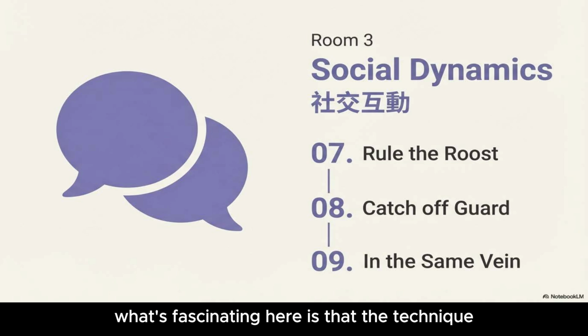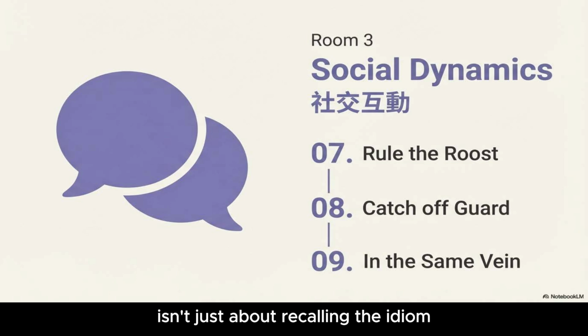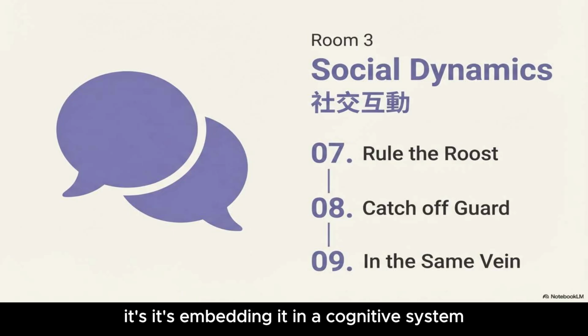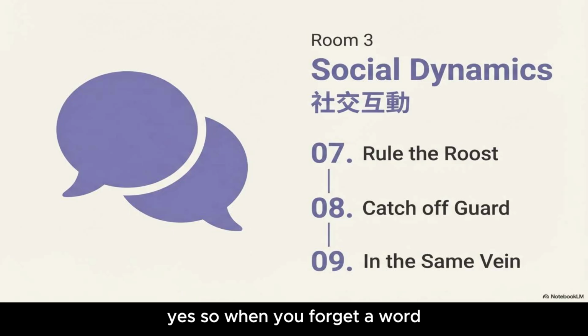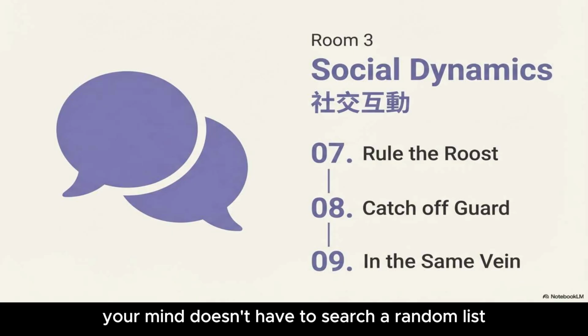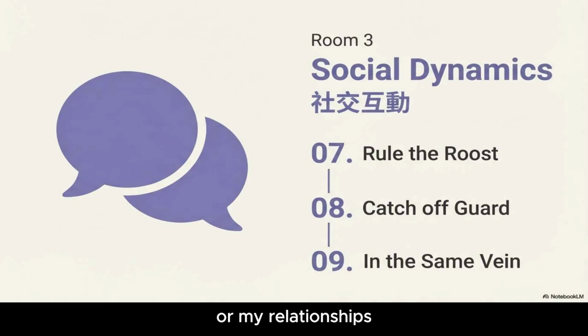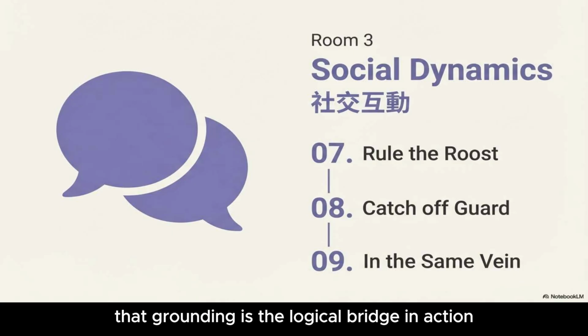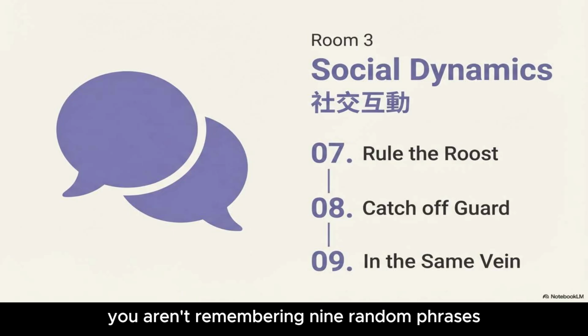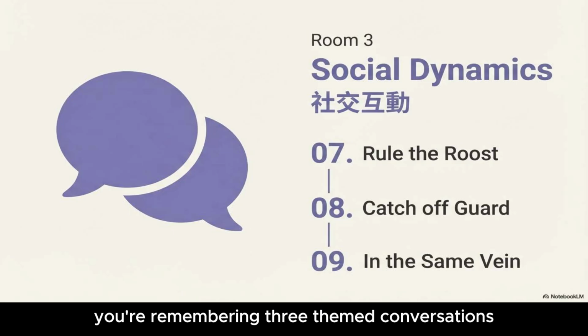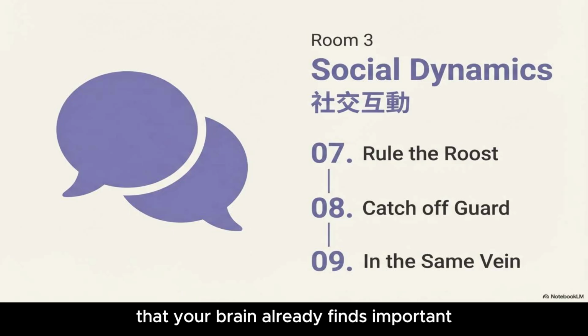What's fascinating here is that the technique isn't just about recalling the idiom, it's embedding it in a cognitive system. Yes. So when you forget a word, your mind doesn't have to search a random list. It just has to ask, okay, was that about my body, my environment, or my relationships? And that narrows the search instantly. That grounding is the logical bridge in action. You aren't remembering 9 random phrases. You're remembering 3 themed conversations that your brain already finds important. Perfect. Okay, let's start stocking the palace.